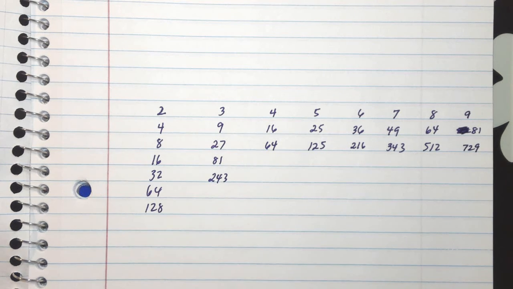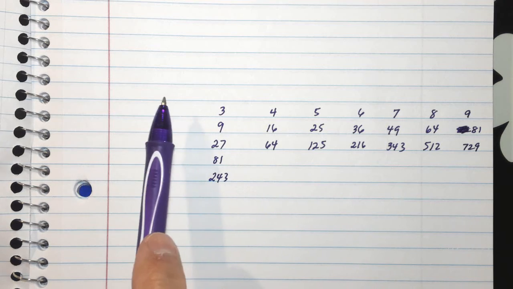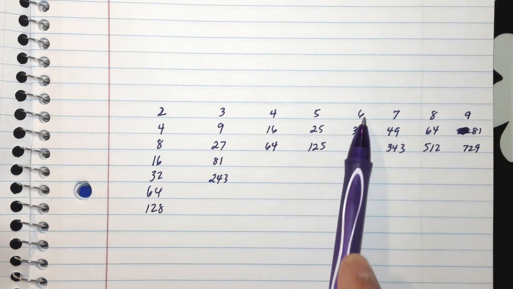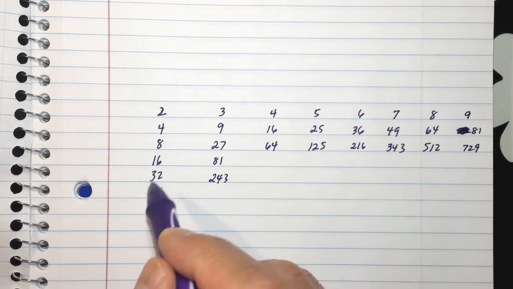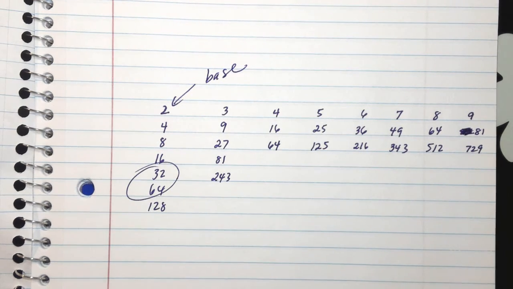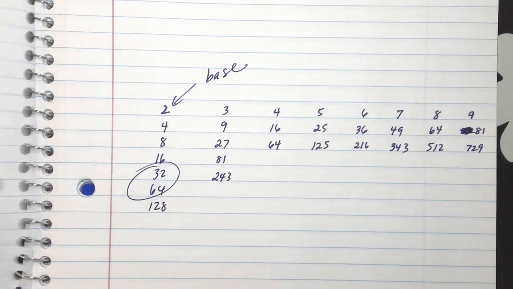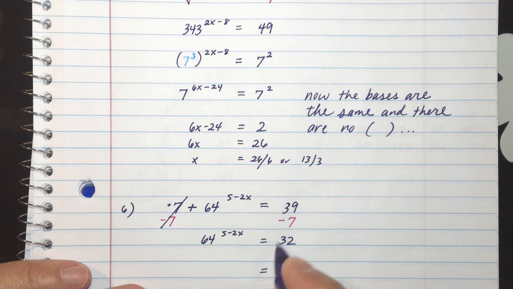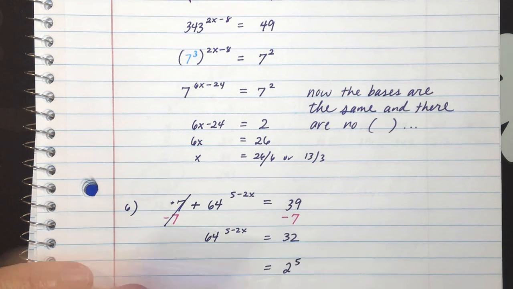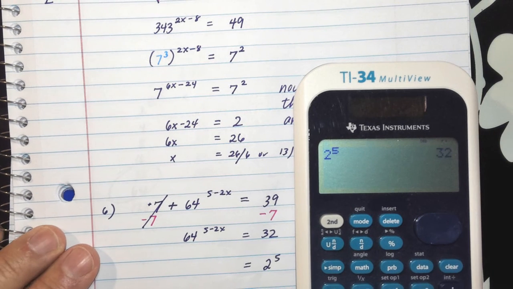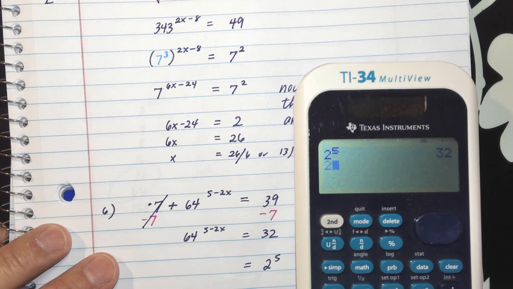Okay, anyways. What you're looking for is a 32 and a 64. 32 and 64, right there. So we know it's base 2. I am allowed to replace 32 with 2 to the 5th, because that's what 2 to the 5th equals. And I'm allowed to replace the 64 with 2 to the 6th.